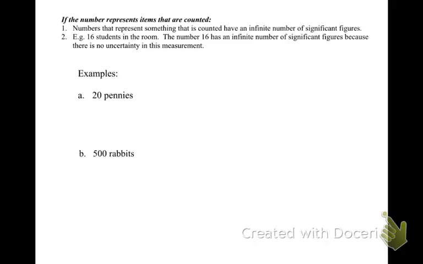Last but not least, let's talk a little bit about counting numbers. Counting numbers are numbers that represent something that is specifically counted. They're said to have an infinite number of significant figures. So basically what we're saying, if we have 16 students in this room, the number 16 has an infinite number of significant figures because there's no uncertainty in the measurement. It's not like you have 15 and a half students or 16.2 students. You have exactly 16, hopefully.